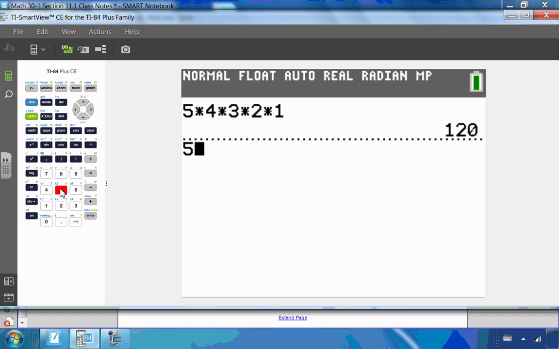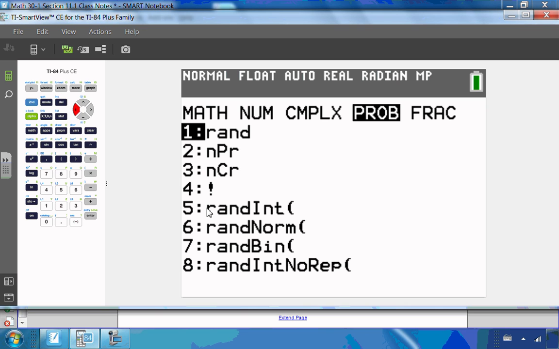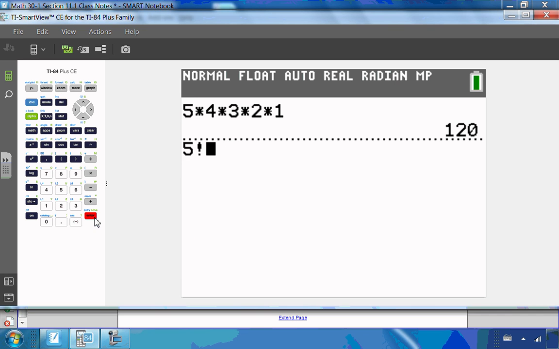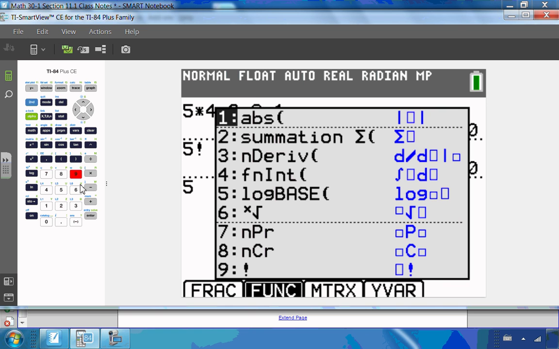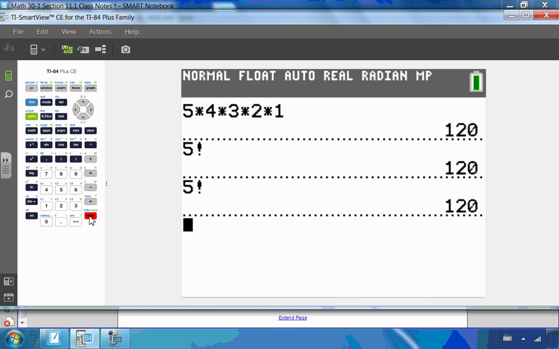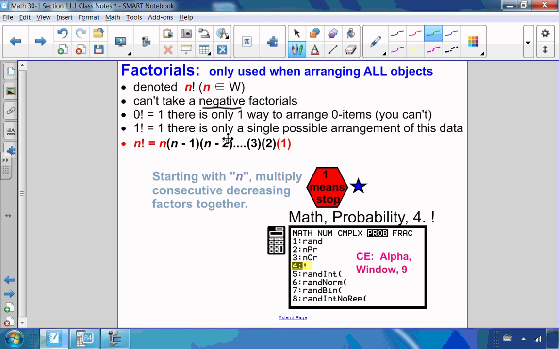Using the factorial, there's a faster way of doing that. So we're going to go 5, and then math, over to probability, and I'm going to choose option number 4. So down to 4, 5 factorial. And that's 120. So it's just a shorthand way. For those of you with the CE, it's going to be 5, alpha, window, and then option number 9, factorial. Just a quicker way of getting there, but that's 120. So factorials are just a shorthand way of denoting that, and you can do that on your calculator as well.